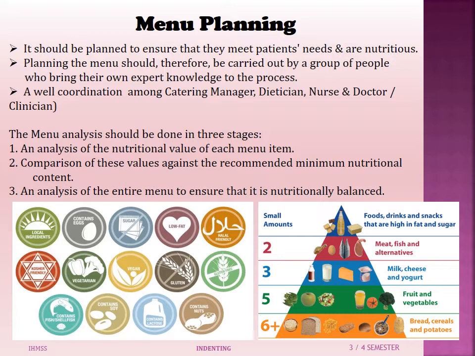The menu analysis should be done in 3 stages. Number one, an analysis of the nutritional value of each menu item. Number two, comparison of these values against the recommended minimum nutritional content. Number three, an analysis of the entire menu to ensure that it is nutritionally balanced. To make it more emphasized and more interesting, here we can see the food pyramid which has been given in the picture.